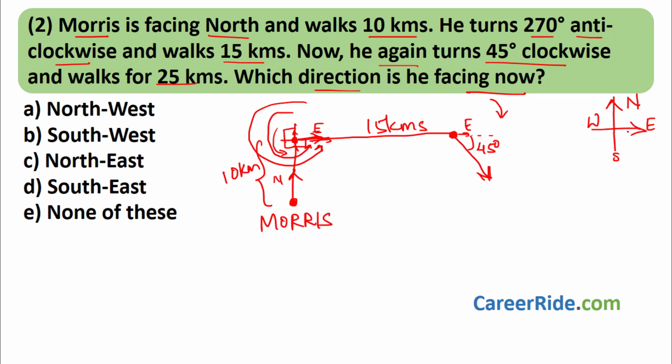Over here, if this is east, this is 45, correct? So Morris turns 45 degrees, and what is this direction? This is nothing but southeast. So Morris is now facing towards southeast, and this is the answer. Moving to question number 3.